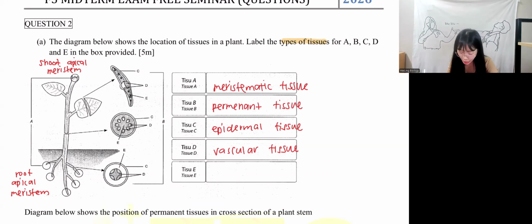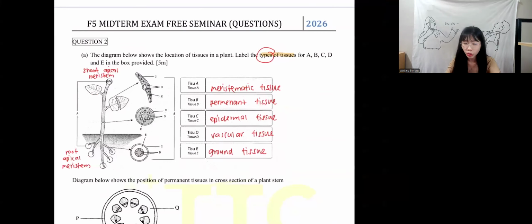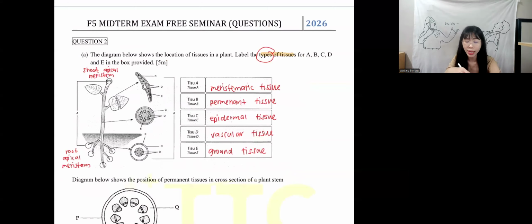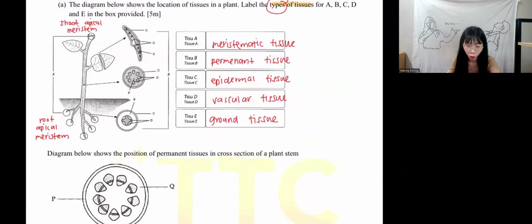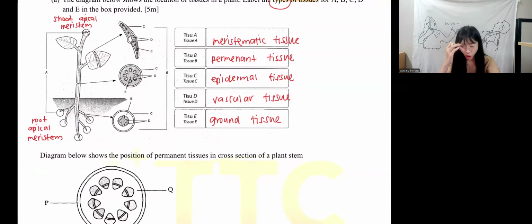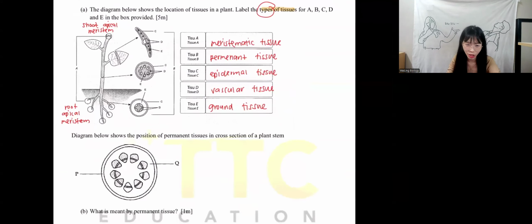Permanent tissue. Okay, the last one is E. E is the cortex and pith location, right? So E is what type of tissue? When they label the cortex and the pith, it will be ground tissue, correct? Not the name of tissue, it's the type of tissue. Type of tissue is called ground tissue. So next time when they label the epidermis, the cortex and also the pith, is called ground tissue.